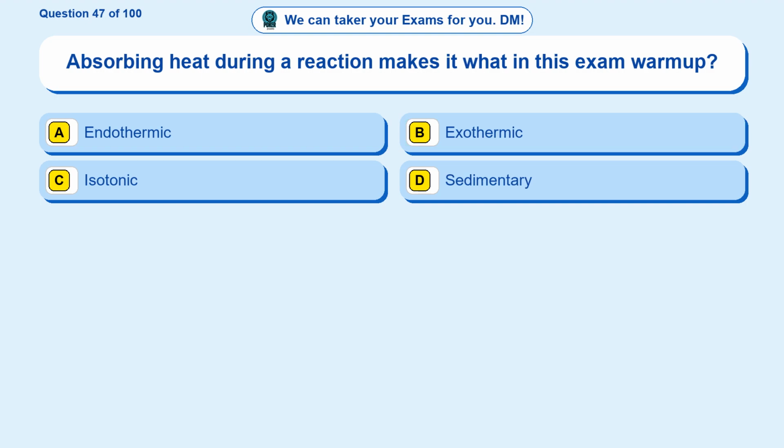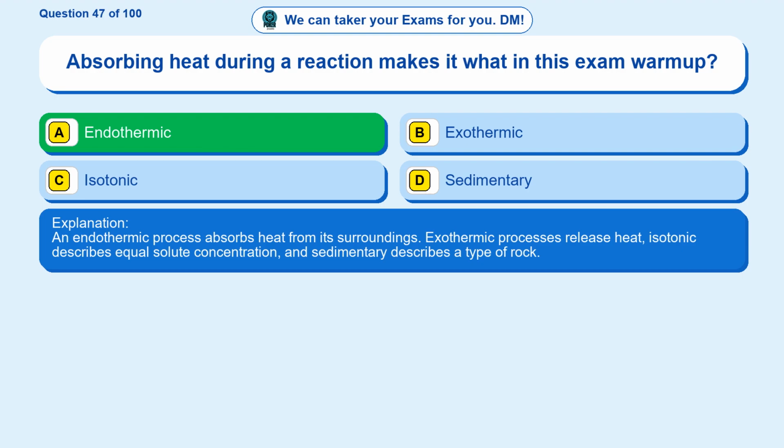Question 47. Absorbing heat during a reaction makes it what in this exam warm-up? Option A endothermic. Option B exothermic. Option C isotonic. Option D sedimentary. The correct answer is option A. Endothermic. An endothermic process absorbs heat from its surroundings. Exothermic processes release heat, isotonic describes equal solute concentration, and sedimentary describes a type of rock.